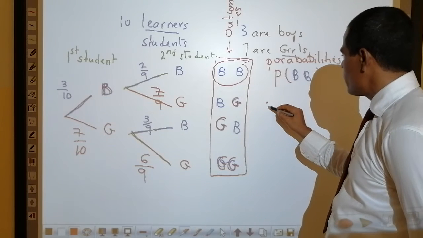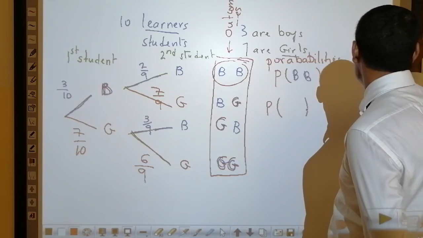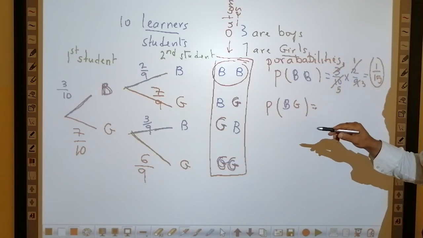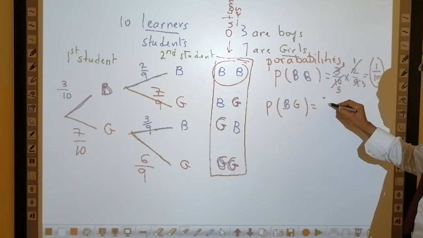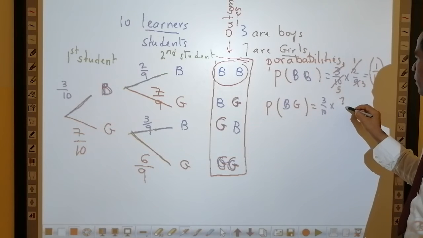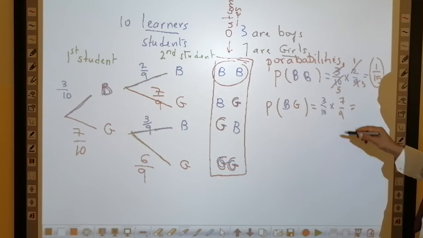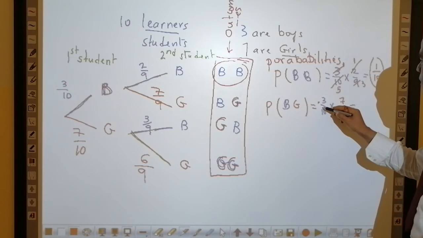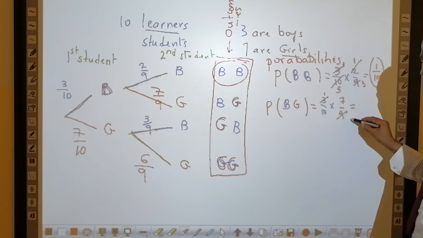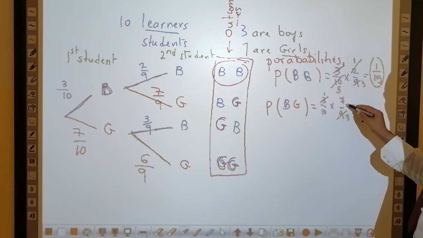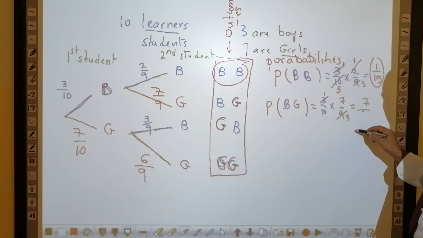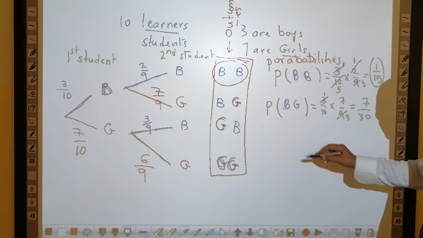Then, the probability of a boy and a girl is equal to: a boy is 3 over 10 multiplied by a girl is 7 over 9. Also, we can cancel 3. How many 3's in 3? Only 1. How many 3's in 9? Only 3. So it will be 1 multiplied by 7, which is 7, divided by 3 times 10, which is 30.